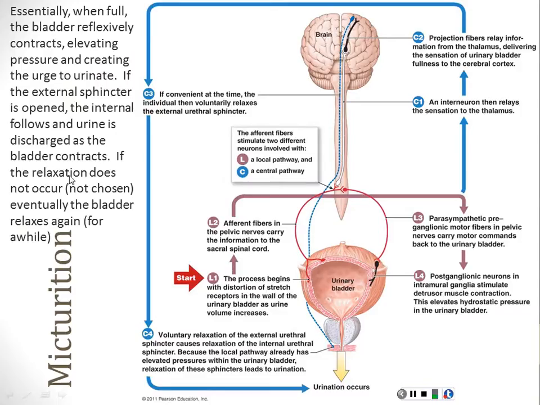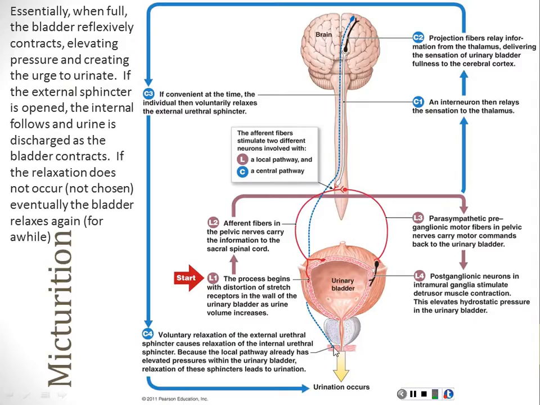If it's convenient for urination to occur, then the brain sends a signal back down to the sphincters to trigger that urination. If it is not a convenient time to urinate, then the brain does not send that signal, and this system eventually resets so that the squeezing bladder stops squeezing. Now, the urine is still in there, right? The bladder is still pretty full, so it's not going to be long after that whole process is going to start again. Okay, so the internal sphincter is involuntary.